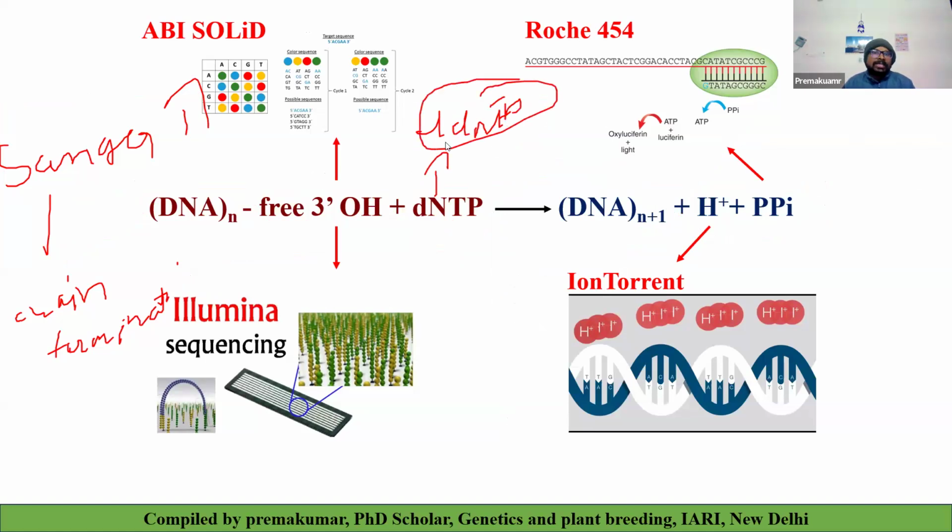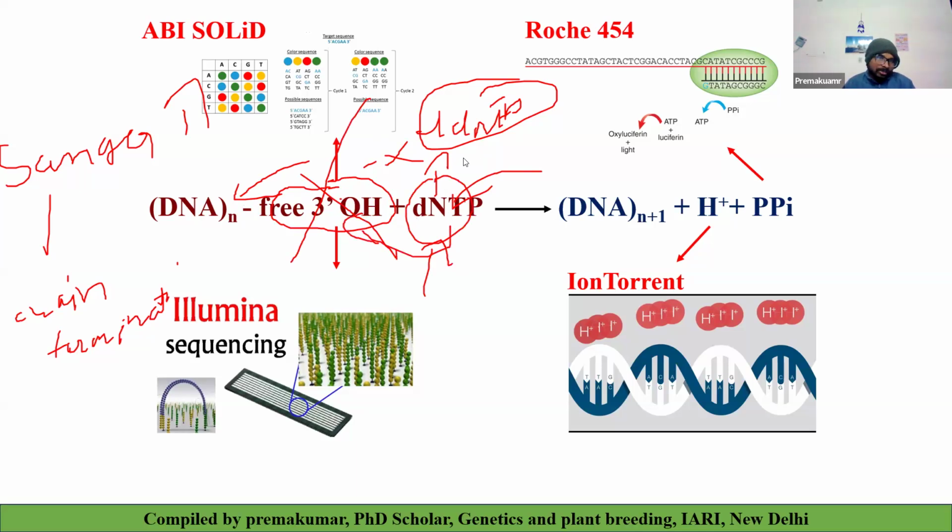What is the nature of these ddNTPs? They lack a free 3' OH. Whenever a ddNTP is incorporated into the chain, further addition of dNTPs by the DNA polymerase does not happen, because it doesn't have a 3' OH. This is the fundamental principle of your Sanger sequencing method.